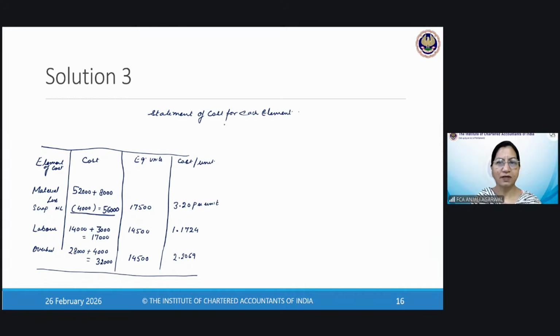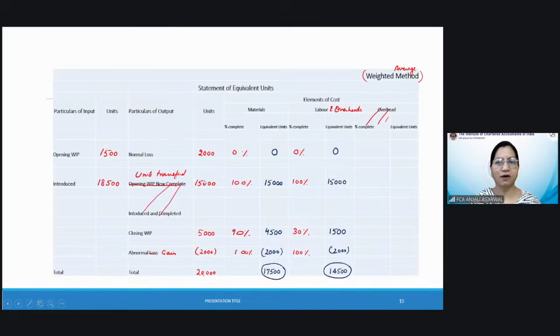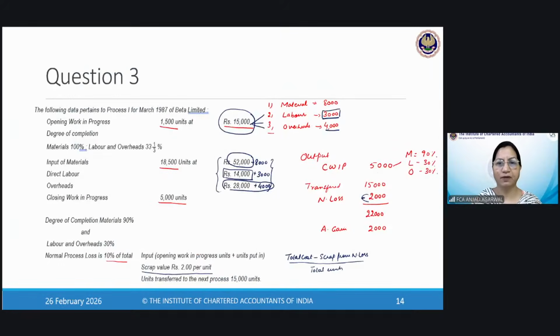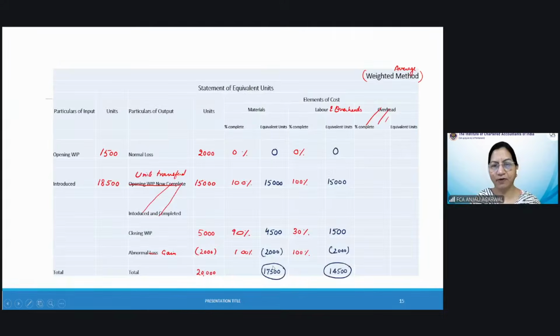Okay. So is the statement of cost for each element of cost clear? How we calculate the each element of cost? Material cost plus the material cost in opening WIP minus scrap, labor cost plus the labor cost of opening WIP, overheads cost plus the overheads cost involved in the opening WIP. When these totals are taken, from this you subtract only the scrap value realized from the sale of normal loss units, 2,000 into 2 from the material only. Statement of equivalent units you have learned.